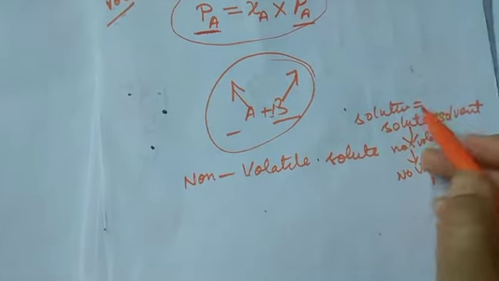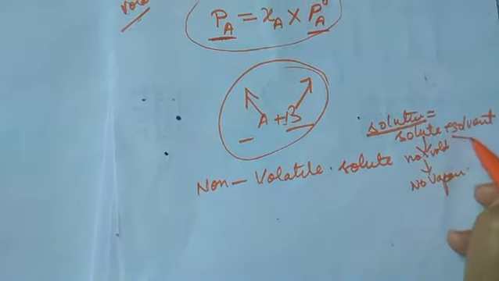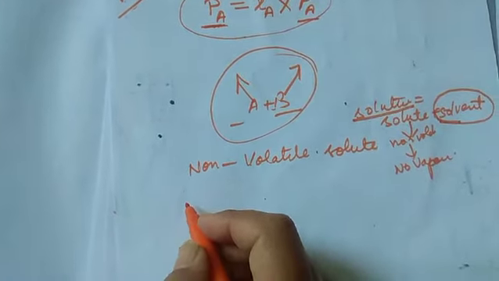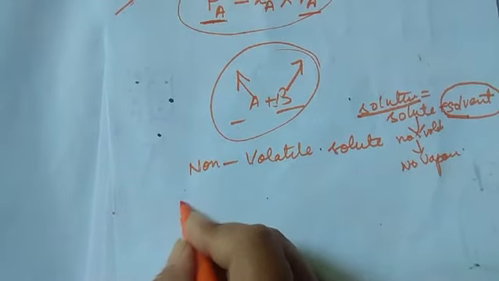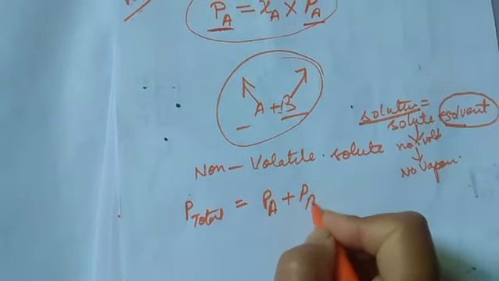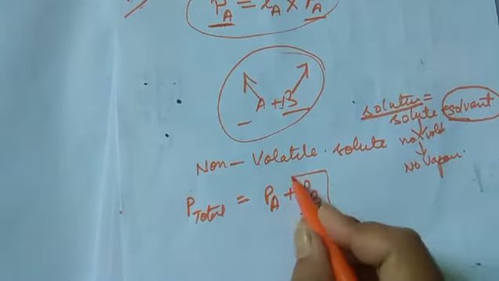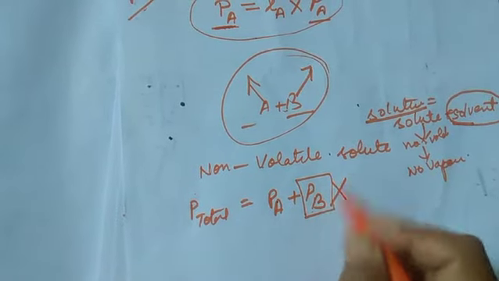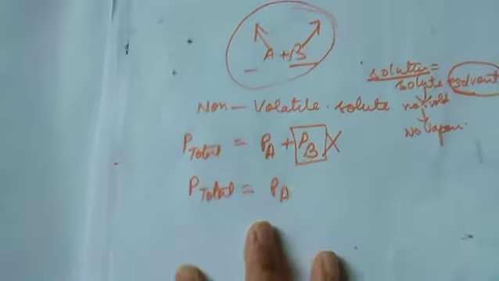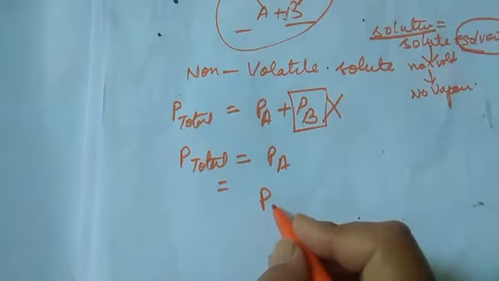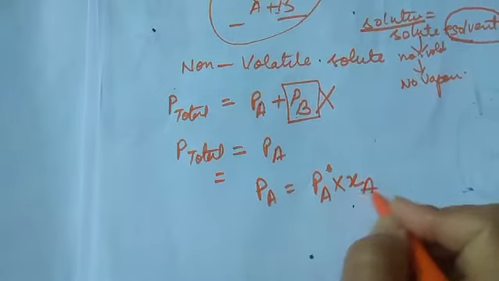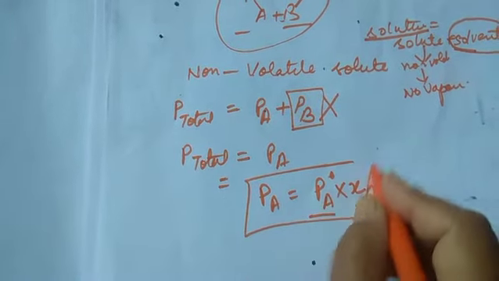It means vapor is formed only due to the solvent. So here if we apply Dalton's law, P total is equal to PA, that is the pressure due to solute, plus the pressure due to solvent. Now here we have taken a non-volatile solute, so the pressure due to solute is 0. Therefore P total will be equal to PA. And what will be PA if we apply Raoult's law? It will be PA is equal to P naught A into XA, where XA is the mole fraction and P naught A is the vapor pressure in the pure state.